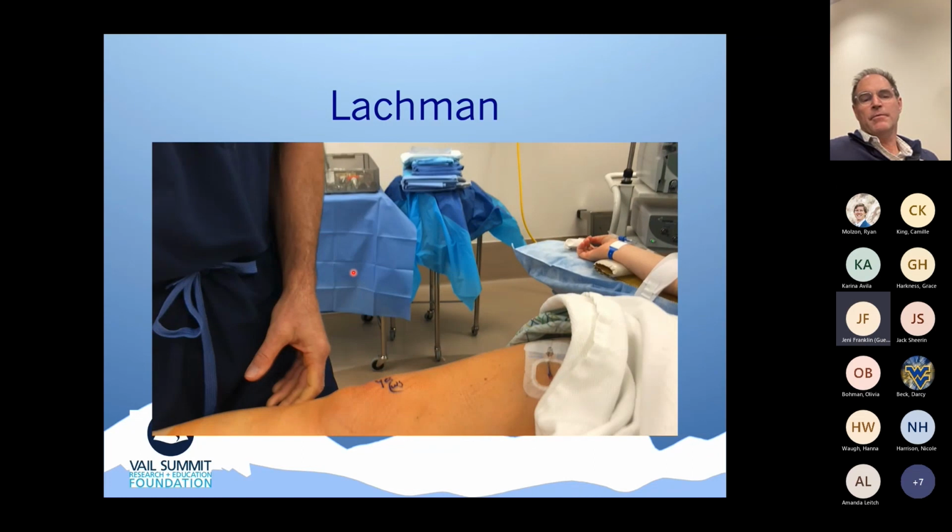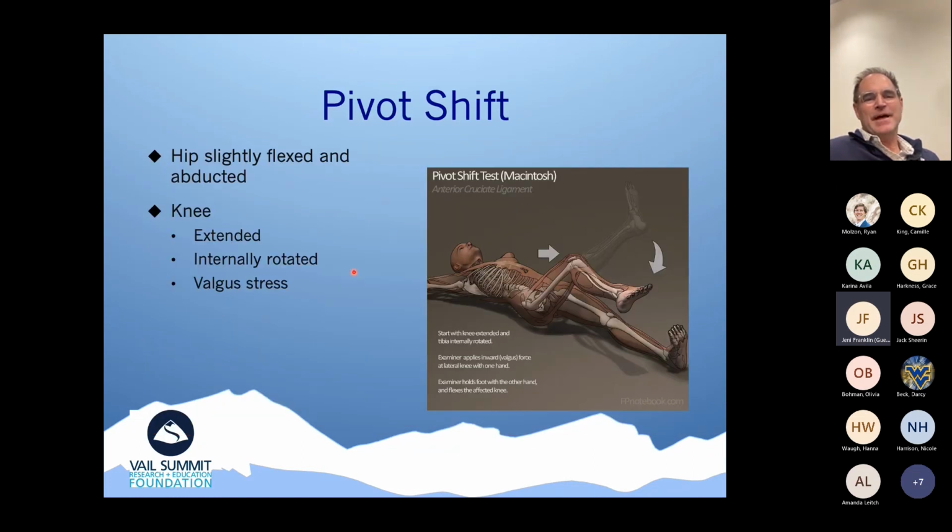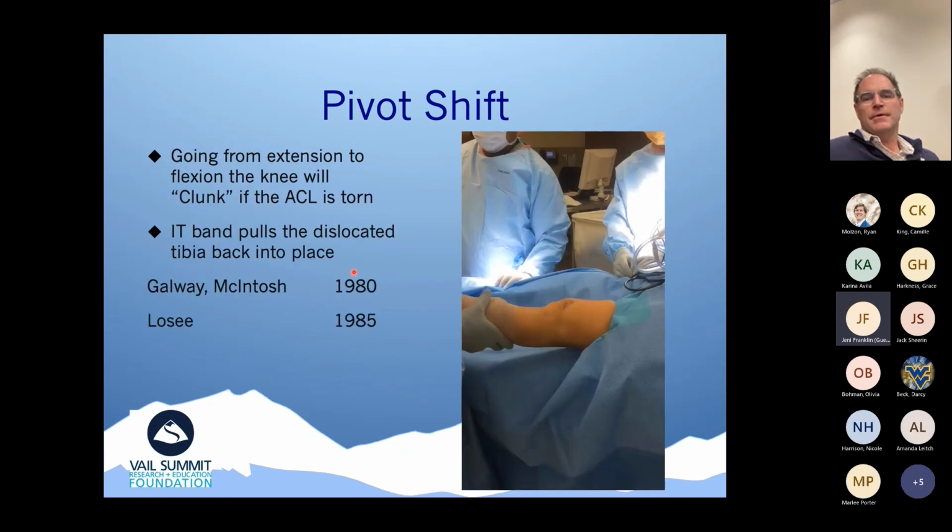Now we get to the hard part. What is actually happening in that knee? So that's it. Just get to know your position when you want to do a pivot shift. This is super important. Knee is extended. Valgus stress. Internally rotate the foot. So going from extension to flexion, the knee will clunk if the ACL is torn.